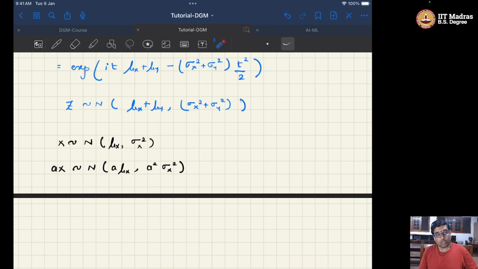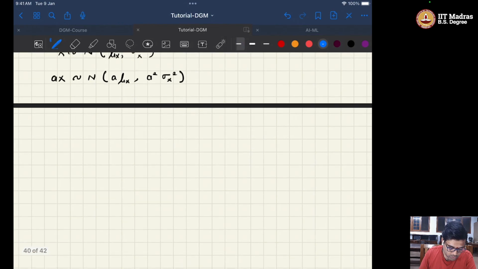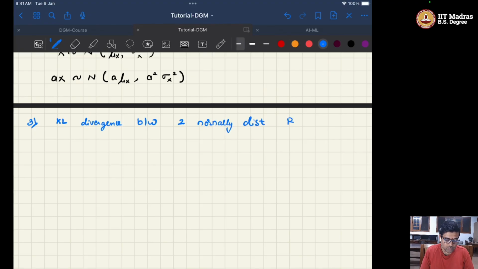Now you have pointers on which you can extend it. The second one, which was completing squares, you can look at the Wikipedia page that I referred to you. The third one that we wanted to look into is the KL divergence between two normally distributed random variables, or two normal distributions.